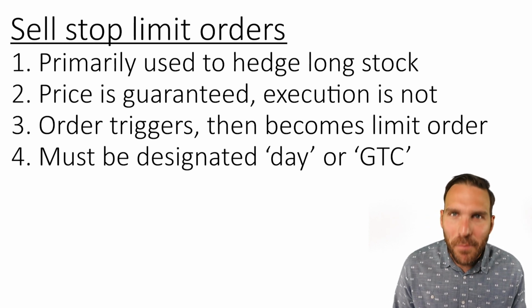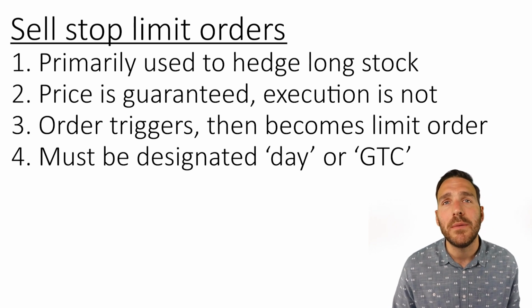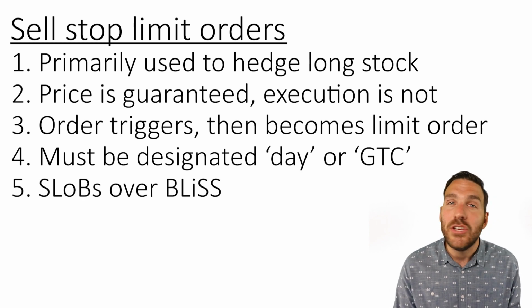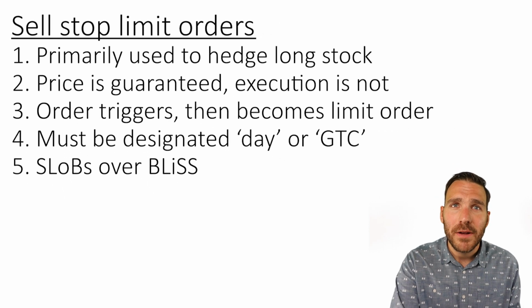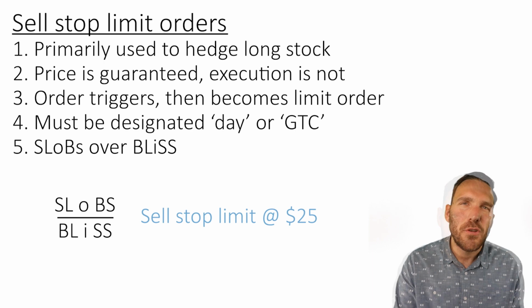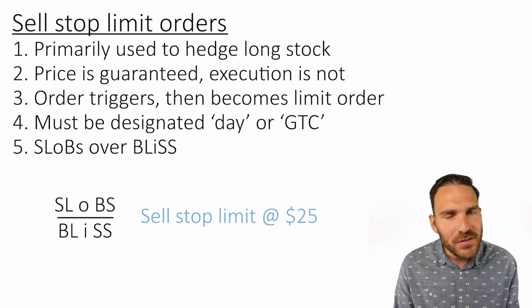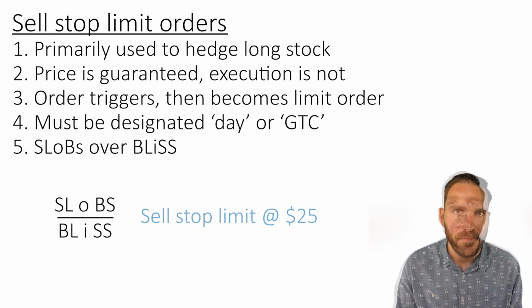Now, the last quick part about stop limit orders, and this is going to involve our favorite resource when it comes to order types, SLoBs over BLiSS. This is your best friend if this order seems a little tricky. Now, going back to our example, we have a sell stop limit at 25. The tricky part about SLoBs over BLiSS with sell stop orders is at first, if you don't know how to use it, it's going to seem like it's giving you conflicting information.